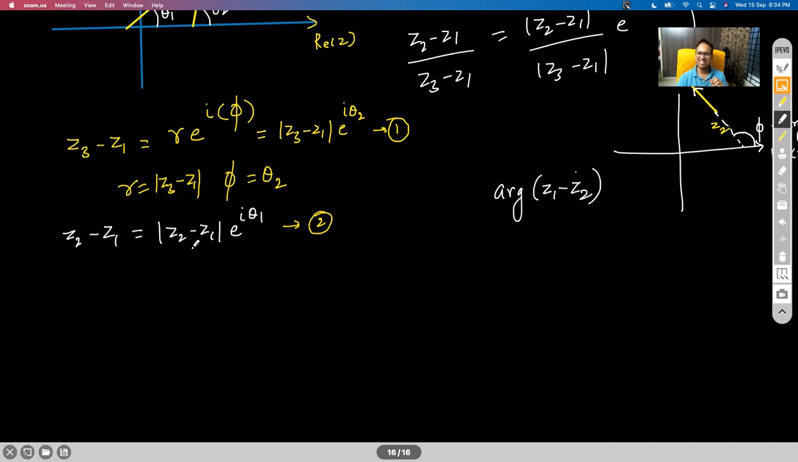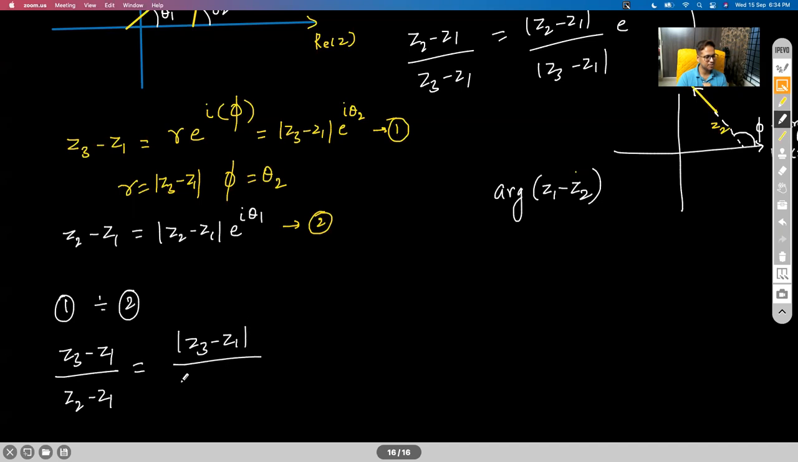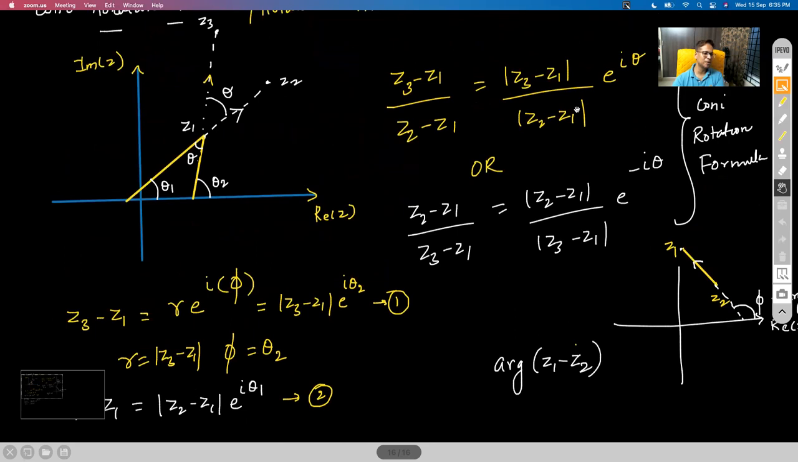Okay. So having digested this fact, let's do 1 divided by 2. If you do 1 by 2, you'll automatically get the Z3 expression. So divide the left hand side expressions and divide the right hand side expressions. And in the right hand side, you'll get e to the power i(theta 2 minus theta 1), correct? Because when you divide this term by this term, as per your exponent laws, the angles will get subtracted. Now, what is theta 2 minus theta 1? If you look at the diagram, theta 2 minus theta 1 is your theta itself.